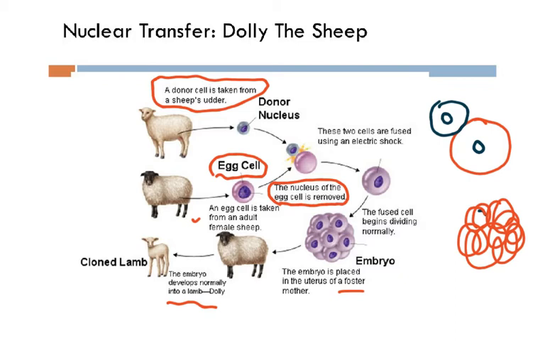So the embryo develops normally into a lamb, and that lamb was the original Dolly, but she was aged because she had the degenerative changes in her. So this is how Dolly, the first clone, was how we managed to get the first animal that was cloned.